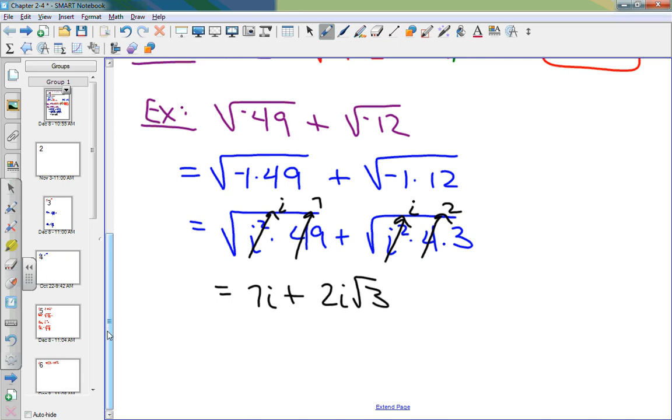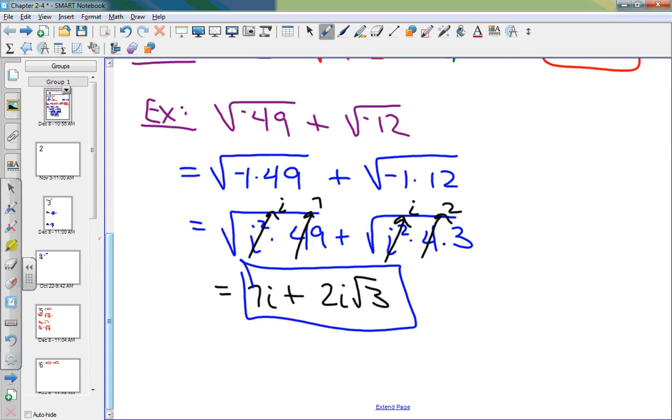Are those like terms? Why? Because one has a radical and one does not. Yes, they have the same variable being i, but i is not technically a variable in this problem. It's a number. Do we all understand that, yes or no?